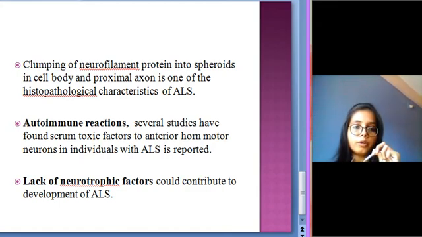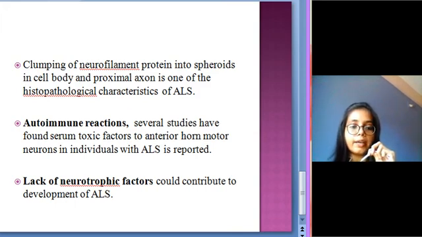Also, it has been found that there is an autoimmune reaction. Several studies have reported serum toxic factors to anterior horn motor neurons in individuals with amyotrophic lateral sclerosis. Lack of neurotrophic factors also contributes to the development of ALS. Neurotrophic factors are nothing but the factors responsible for nerve cell sustenance or nerve cell growth. It was found that there was a lack of this neurotrophic factor, which could contribute to the development of ALS, right?